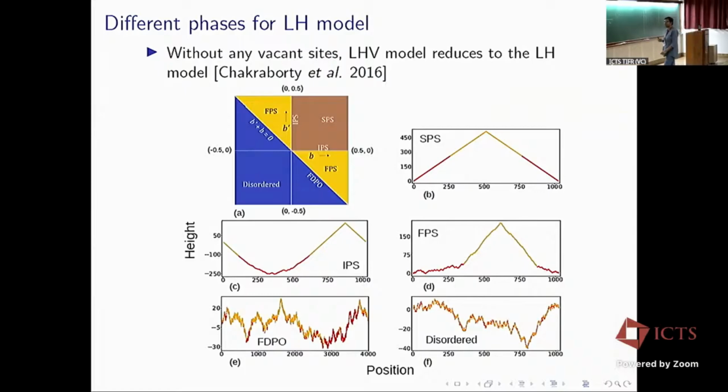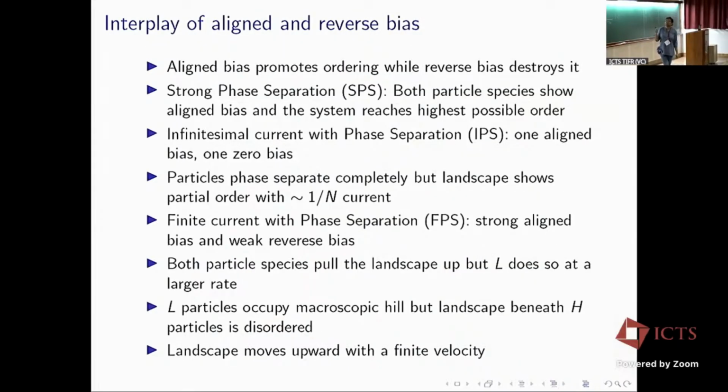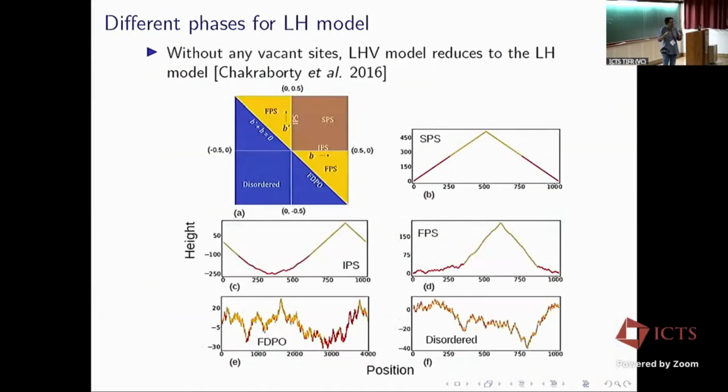But before getting into all the details, is there a single criterion that explains all the phases? And that criterion is as follows: aligned bias promotes ordering while reverse bias destroys it. What does this mean? Suppose a light particle wants to go up. Therefore, it is most happy when it is sitting at the top of a local hill. In addition, if it also makes that hill stable, that is a kind of positive feedback. Then more light particles can come, and they can give rise to a very sharp hill, which will attract more particles. So this kind of aligned bias promotes long-ranged order.